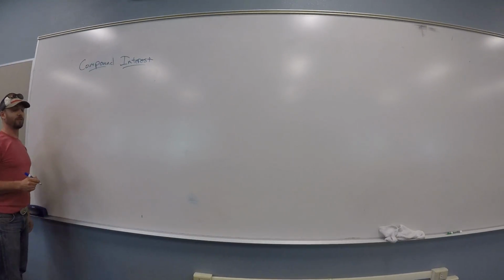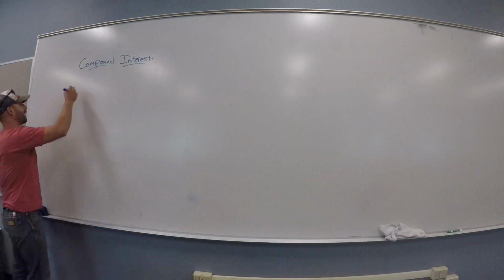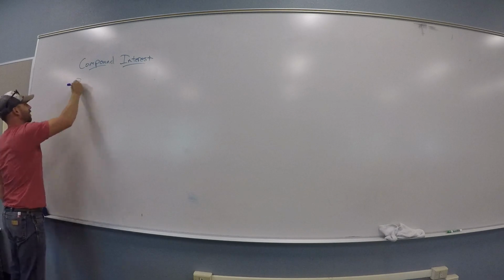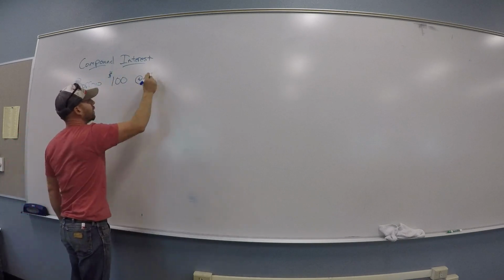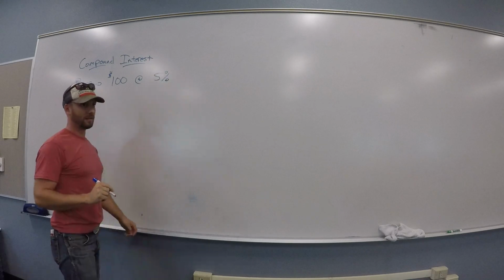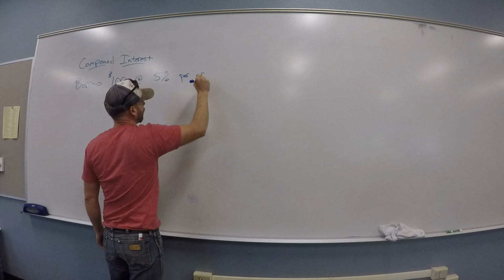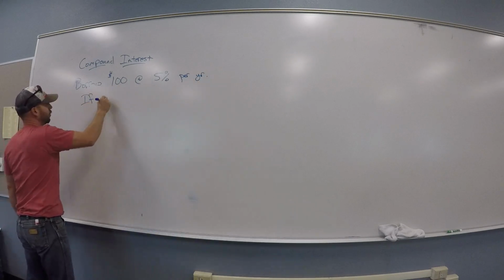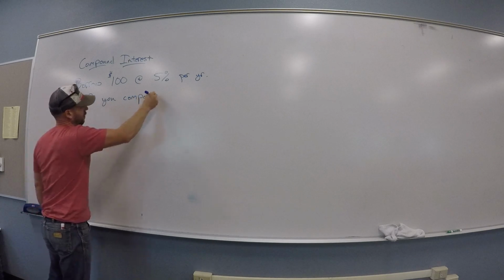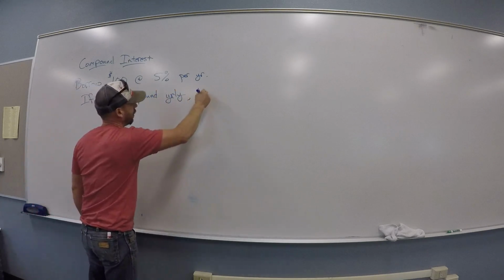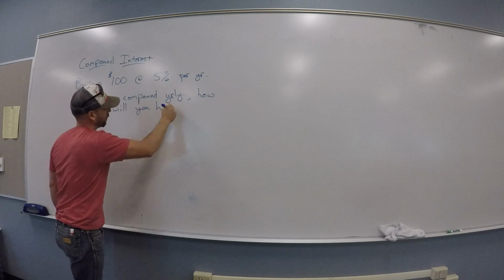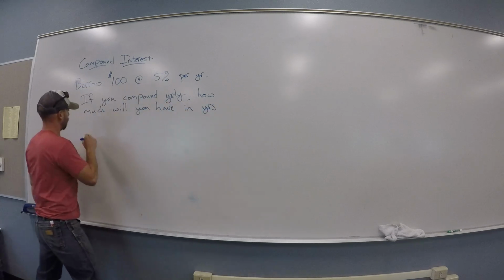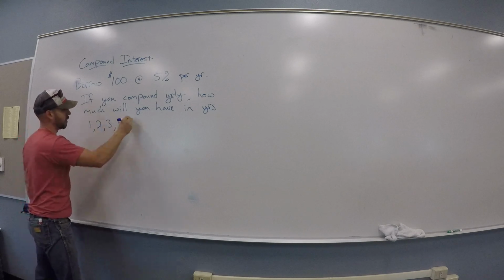So, let's suppose you had a more realistic situation than the ones we've been dealing with, right? Say you had, let's just do this. Let's borrow $100 at 5%, just so the numbers are easy, per year. And let's ask, if you compound yearly, how much will you have in years 1, 2, 3, 4, and 5?